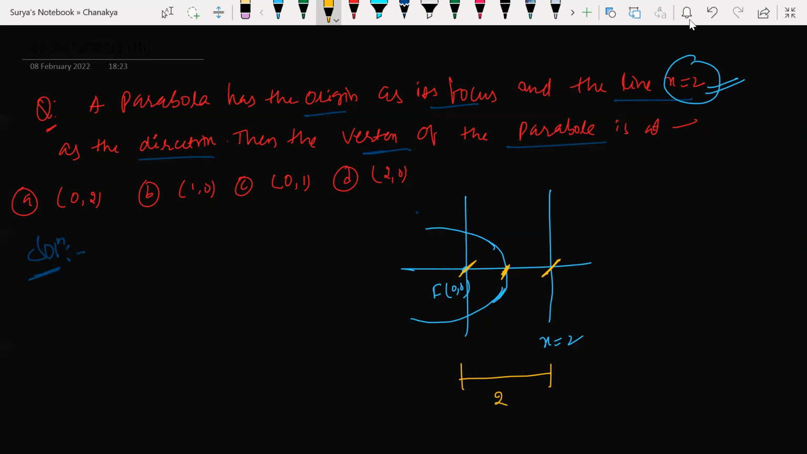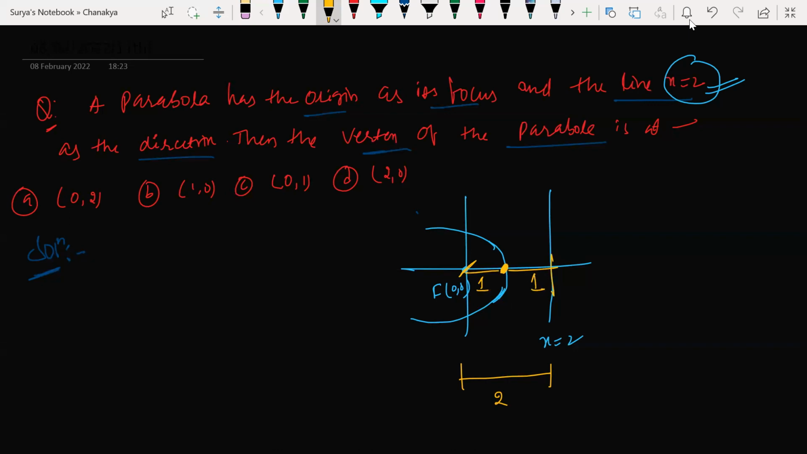You understand my point? This is my directrix. Sir, how are you saying that it is exactly in the middle? By using the definition of the parabola, I am taking a point on the parabola. That particular point is equidistant from the focus as well as the directrix line. So this length is 2, then it would be 1, right? So this would be 1 unit and this would be 1 unit.